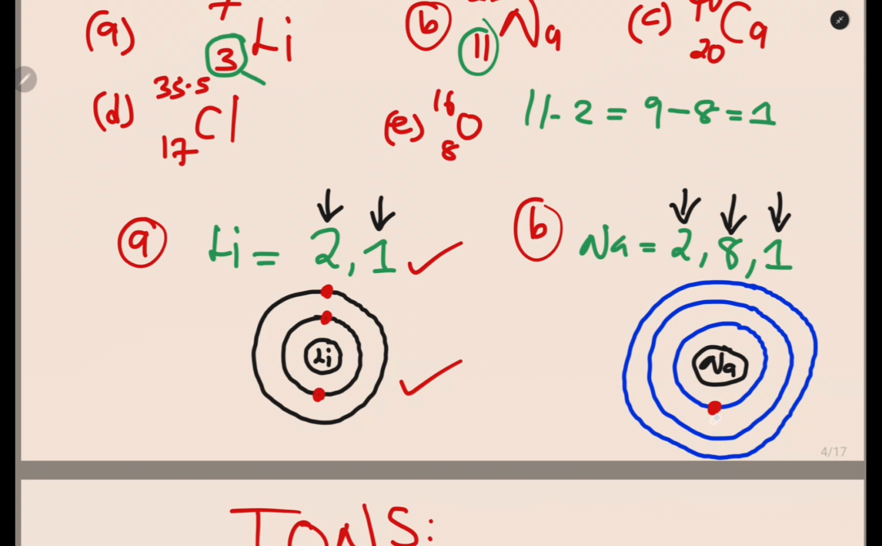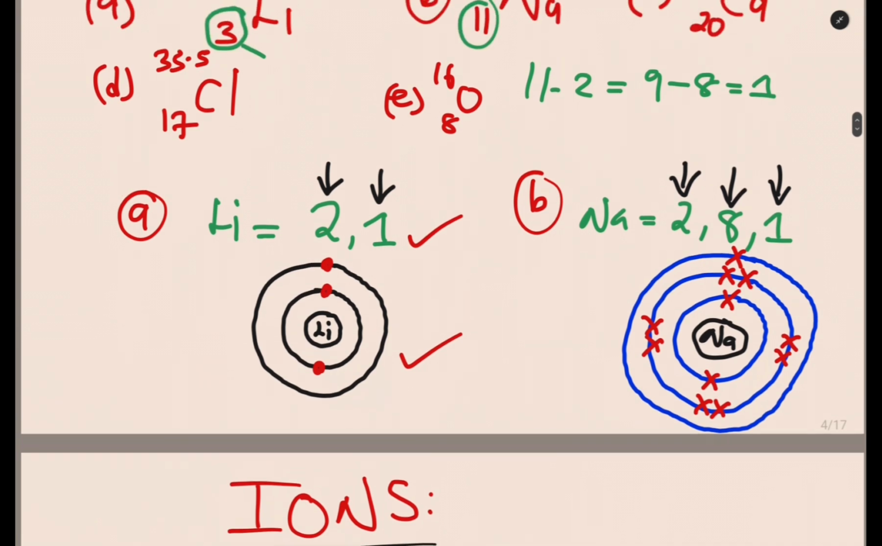I'm going to use crosses this time. So 2 electrons in the first shell, 8 in the second one. I'll pair them like that. If you want, you can put them one by one, but they look nice if you pair them like that. Then on the outside, there's just 1. So this is the structure of sodium.